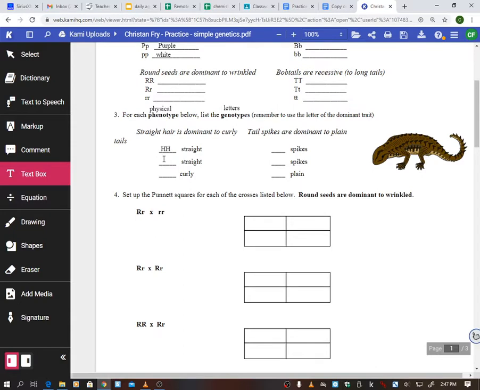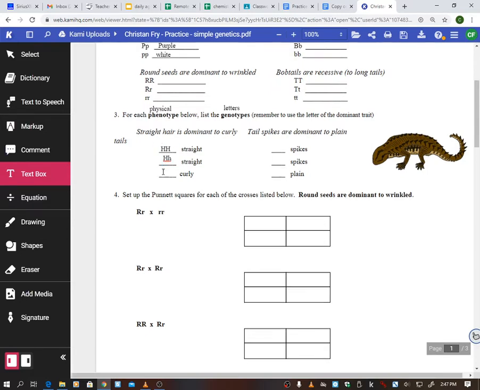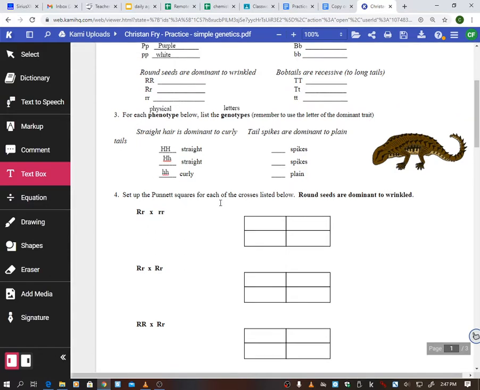But if it's dominant, I just need one capital. So I could have one capital and a lowercase. This would be called heterozygous, but it would still give me straight hair. Now the only way I can have curly hair is to have two lowercase. That means that you got the recessive trait from each parent and you have curly hair. All right, I will let you guys do tail spikes are dominant to plain.